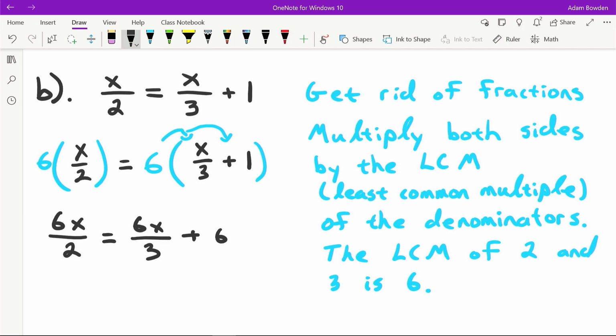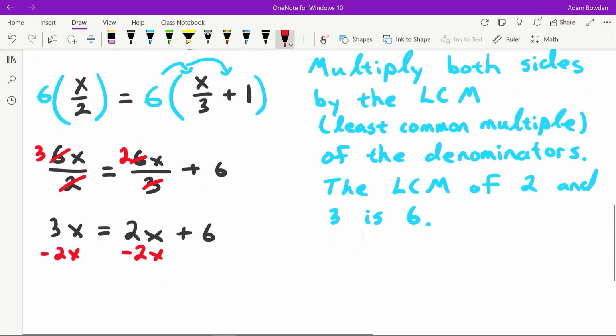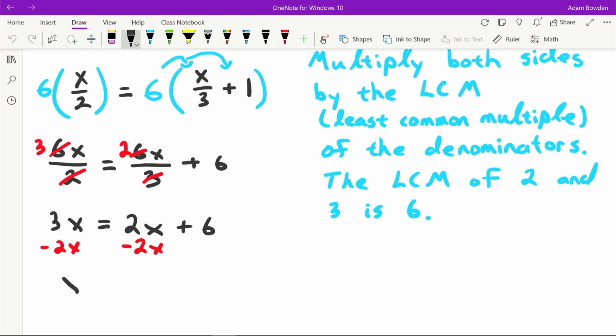And we can divide the numbers. 2 divides into 6, 3 times. 3 divides into 6 2 times. So this would reduce down to just 3x equals 2x plus 6. And from here, I'm going to subtract 2x from both sides. And that would make it just 1x, or just x. And that would be x equals 6. And that's it.